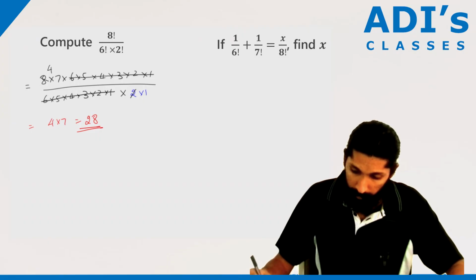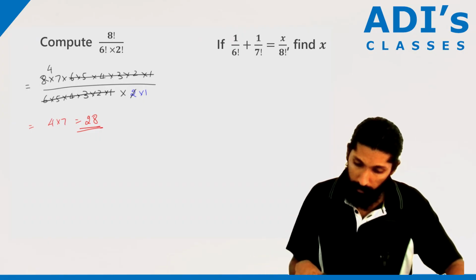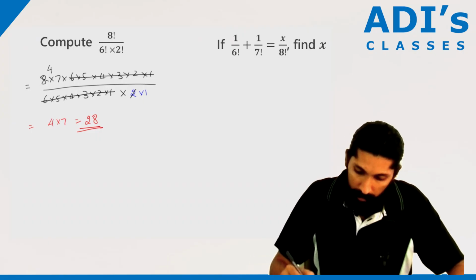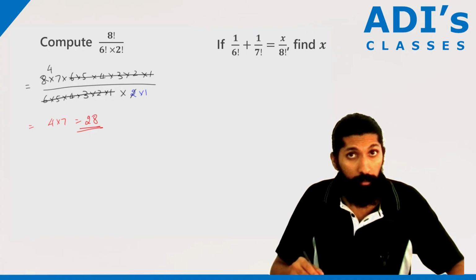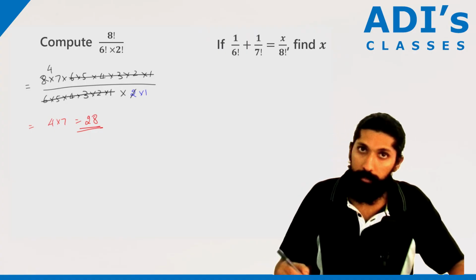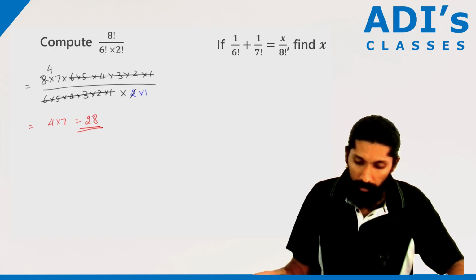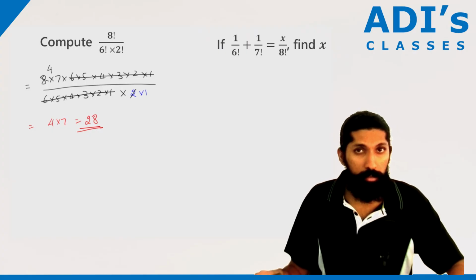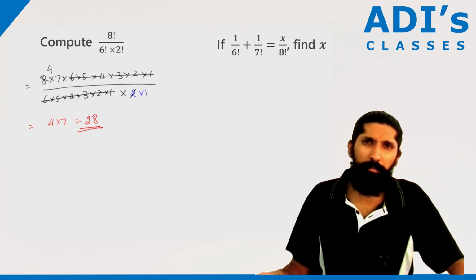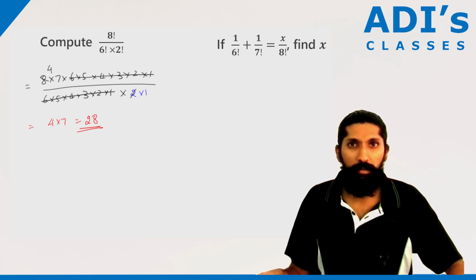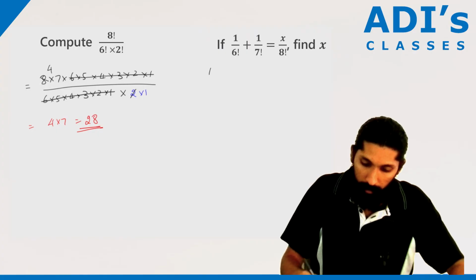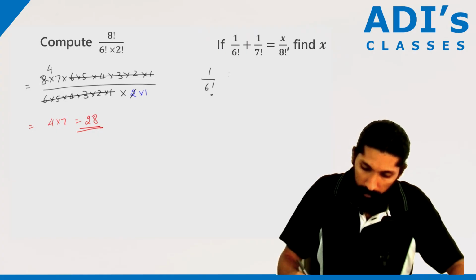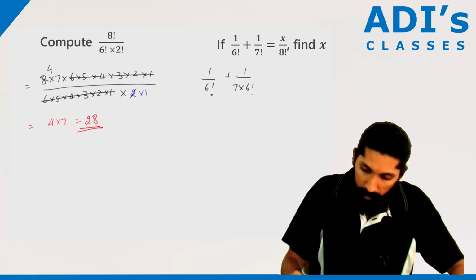Okay, let's do the next one. I'm sure some of you are already done with this one. Let's look at it. You have 1 by 6 factorial plus 1 by 7 factorial is equal to x divided by 8 factorial. Find the value of x. Guys, you can't really expand and do it because you can't multiply them. Come on, it makes no sense. That's why there is an easier way.